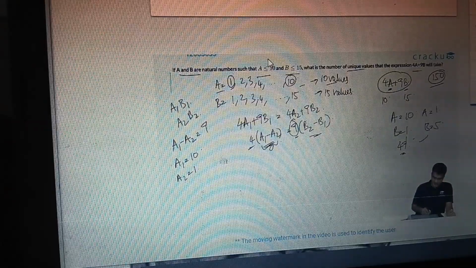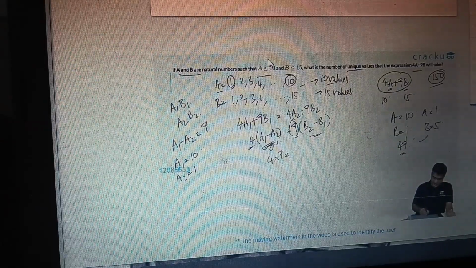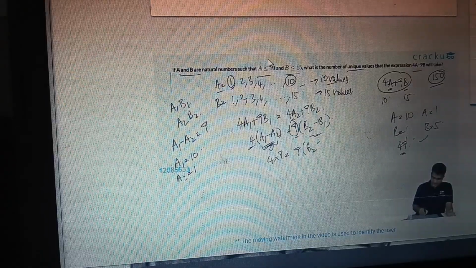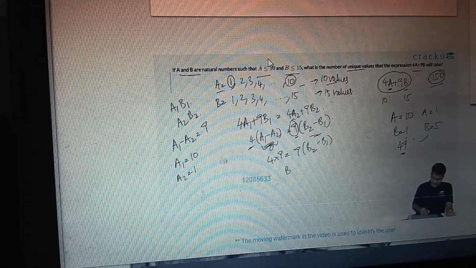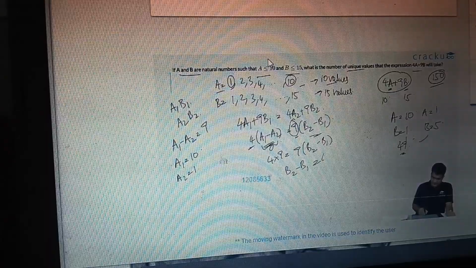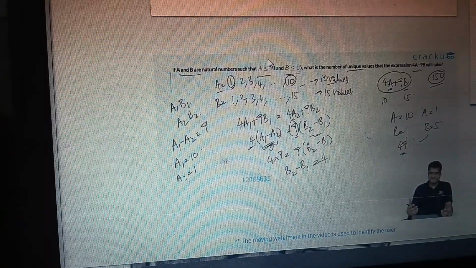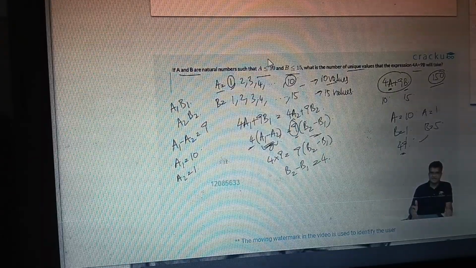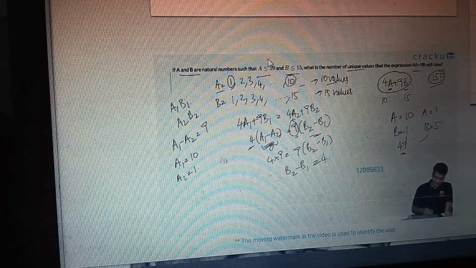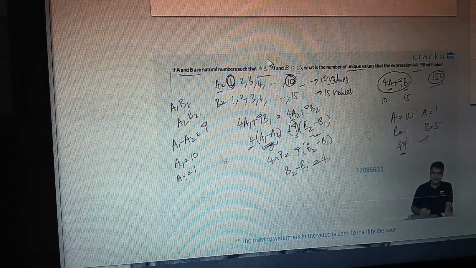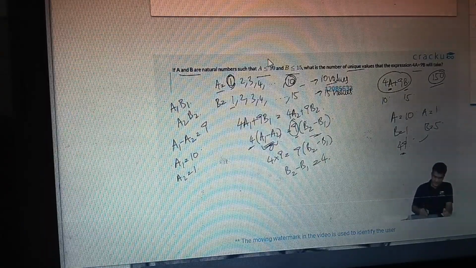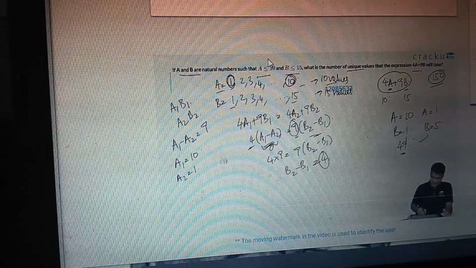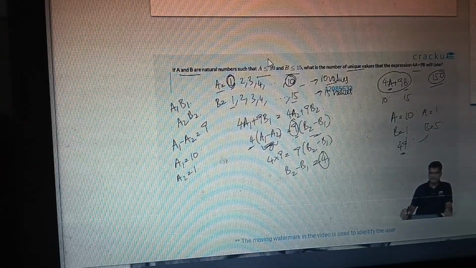This would imply that 4 times 9 is equal to 9 times b2 minus b1, or essentially the difference b2 minus b1 has to equal 4. Now there are multiple ways in which we can choose this. The number of ways in which we can choose two numbers from 1 to 10 such that the difference is 9 is only one way. They have to be 1 and 10. But over here you have to choose two numbers from 1 to 15 such that the difference is 4, which is a much smaller number. And there are multiple ways in which we can do it.